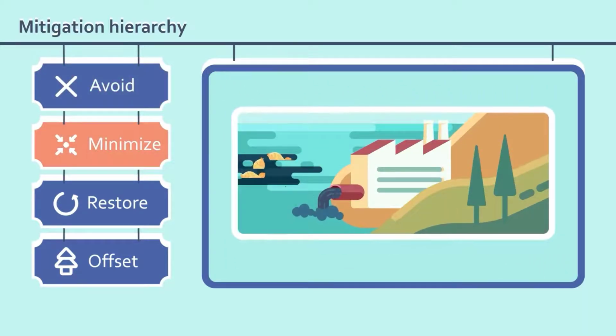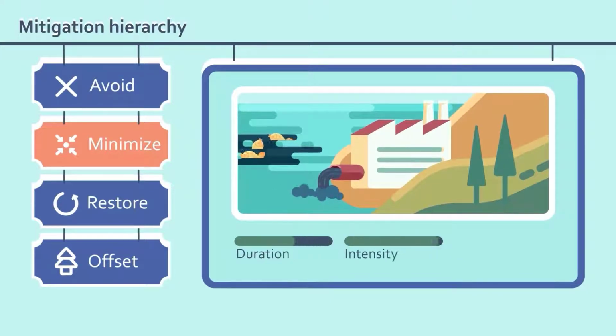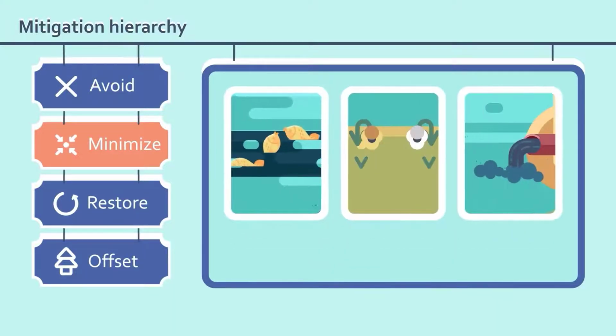Minimize or mitigate impacts through controls that reduce their duration, intensity, or extent. For example, if a potential accident could significantly impact biodiversity, undertake a more detailed risk analysis. Identify areas and resources that are vulnerable. Then make plans for emergency preparedness and contingency measures for each potential impact.